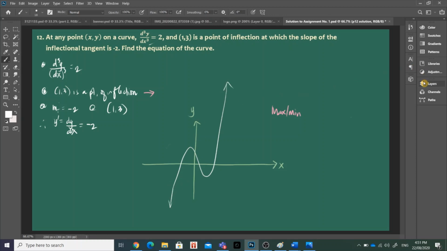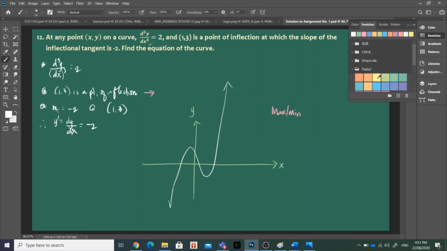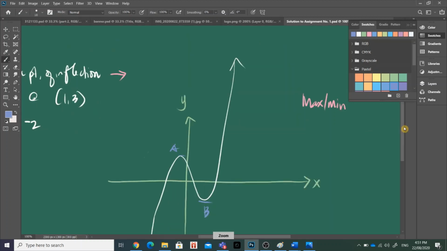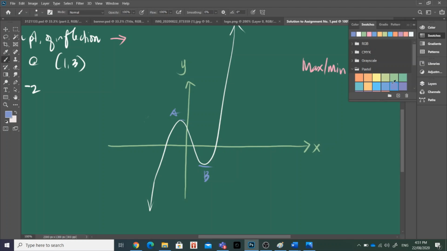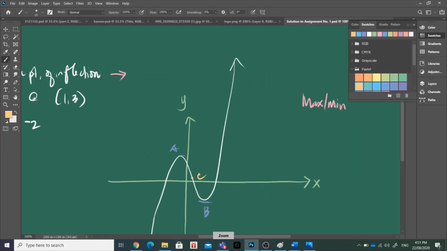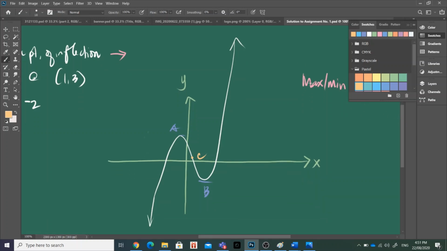We have important points there that we always look at. Let's say this is point A, and this is point B. And then we also have this point, let's say, point C. We know that the maximum and minimum points are point A and point B. So the max point is point A, and the minimum point is point B.